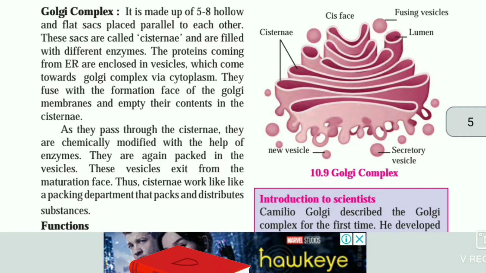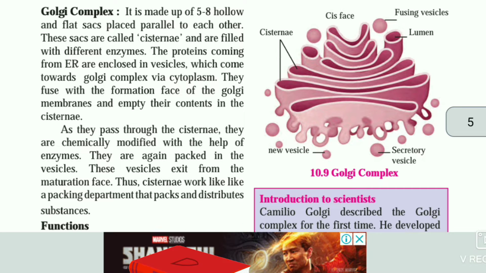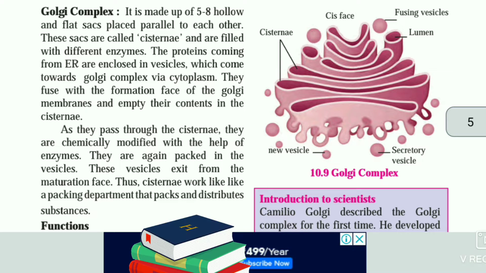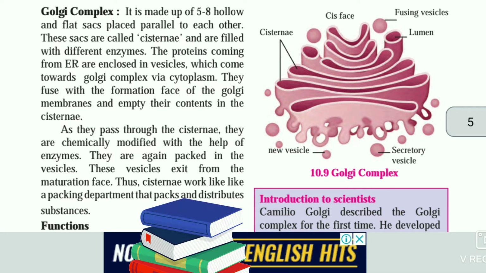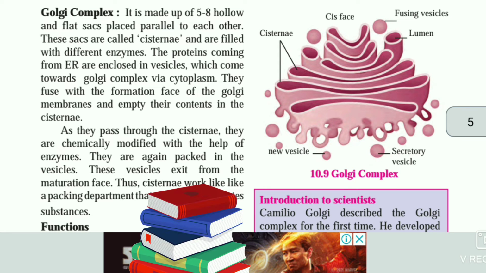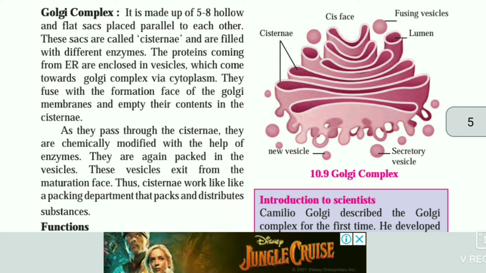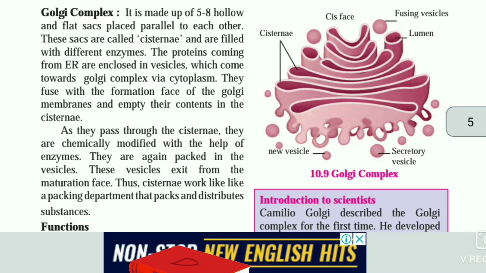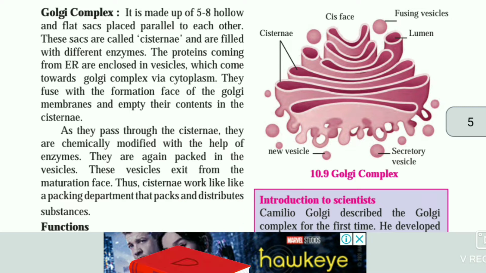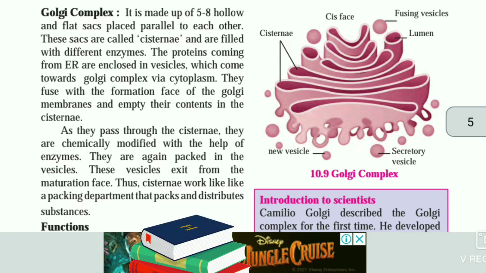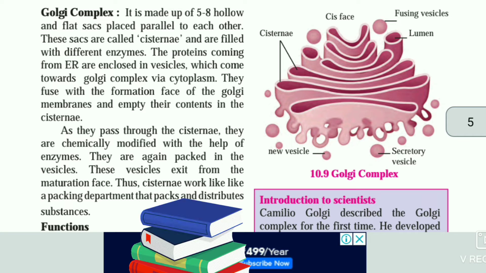Golgi complex. It is made up of 5-8 hollow and flat sacs placed parallel to each other. These sacs are called cisternae and are filled with different enzymes. The proteins coming from the ER are enclosed in vesicles which come towards the Golgi complex via cytoplasm. They fuse with the formation face of the Golgi membrane and empty their contents into the cisternae.